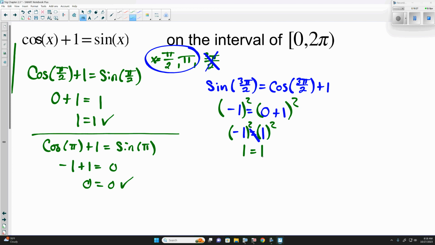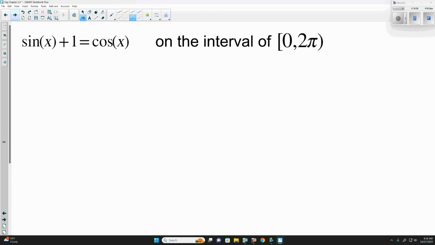Questions on this here? It might be good to do another, yes? When we don't have a square in sight and we have sine and cosine or tangent, secant, cosecant, cotangent, those Pythagoreans, we're going to have to square both sides.